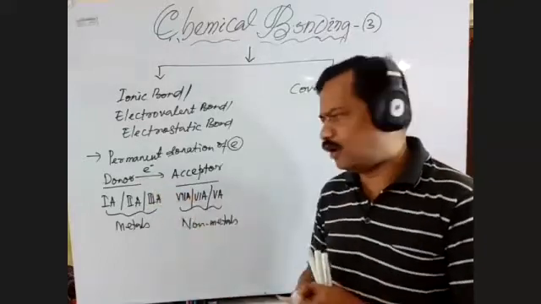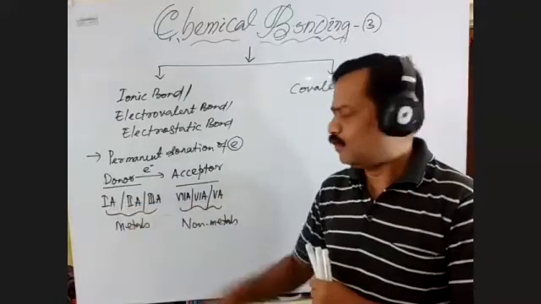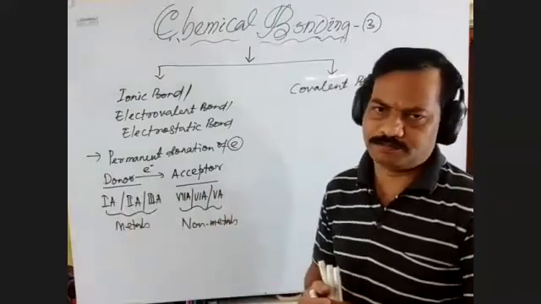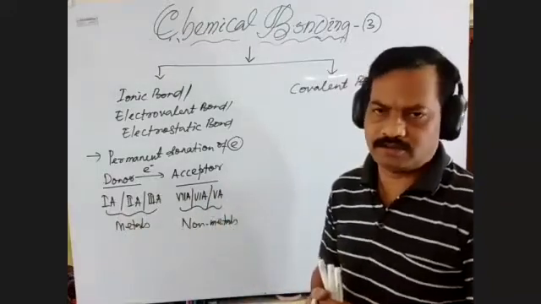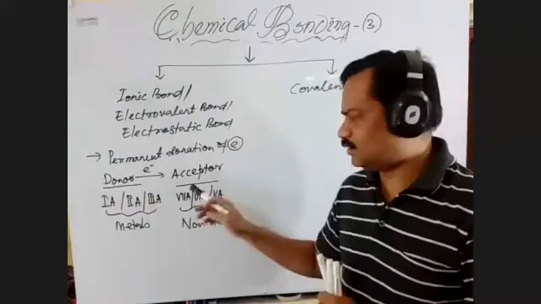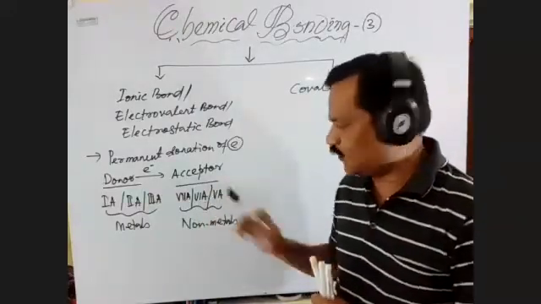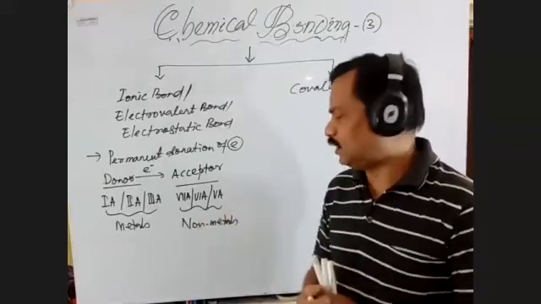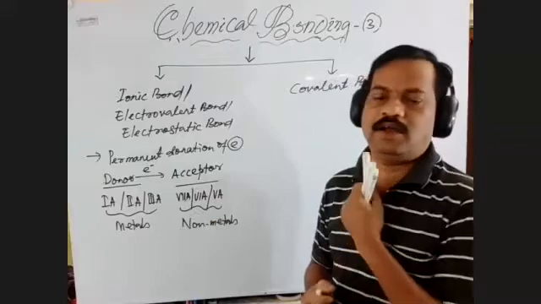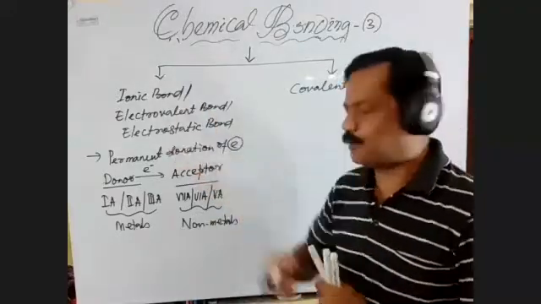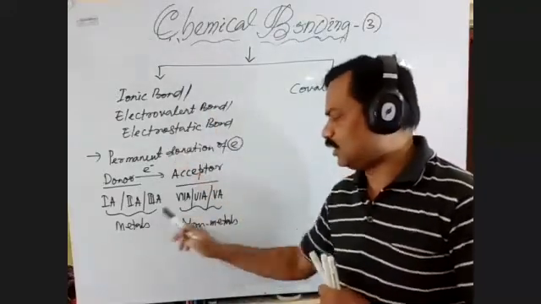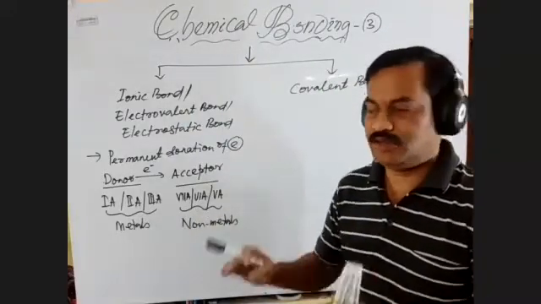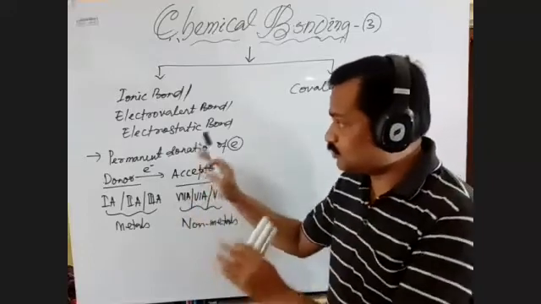The donor can be from the alkali metals, alkaline earth metals or boron family, who are generally metals. And the acceptor can be from the 7th A halogen family, oxygen family or nitrogen family. They have a tendency to gain electron. So these all are non-metals. That's why ionic bond is formed between a metal and non-metal. This is the primary requirement of formation of the ionic bond.